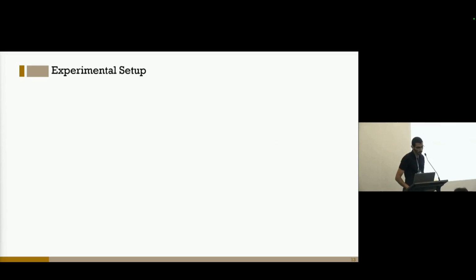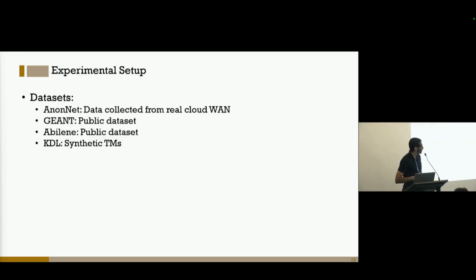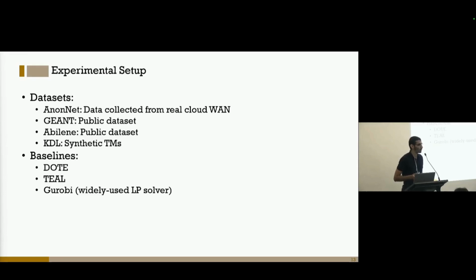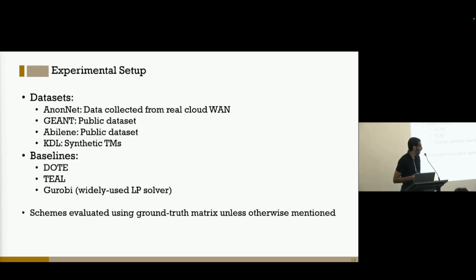We conducted our experiments using 4 datasets. ANANET is a dataset collected from a private real cloud WAN. Giant and Abilene are public datasets, and KDL is a public topology with which we used synthetic traffic matrices. We compared HARP to DOT, TEAL, and Gurobi, which is a widely used LP solver. We note here that all schemes were evaluated using ground truth matrix, unless otherwise mentioned.